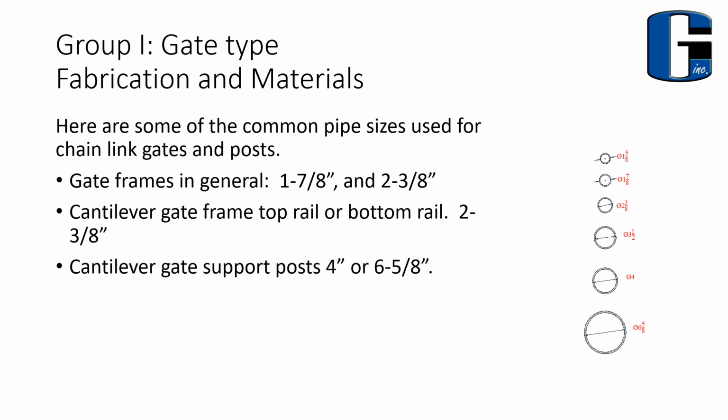Cantilever gates always use a top rail and a bottom rail. It's 2 3/8". That's designed to fit the cantilever wheels. That's a standard. Cantilever gate support posts or other gate posts are typically a 4-inch post and sometimes a 6 5/8". Those are common materials found in the fence industry.